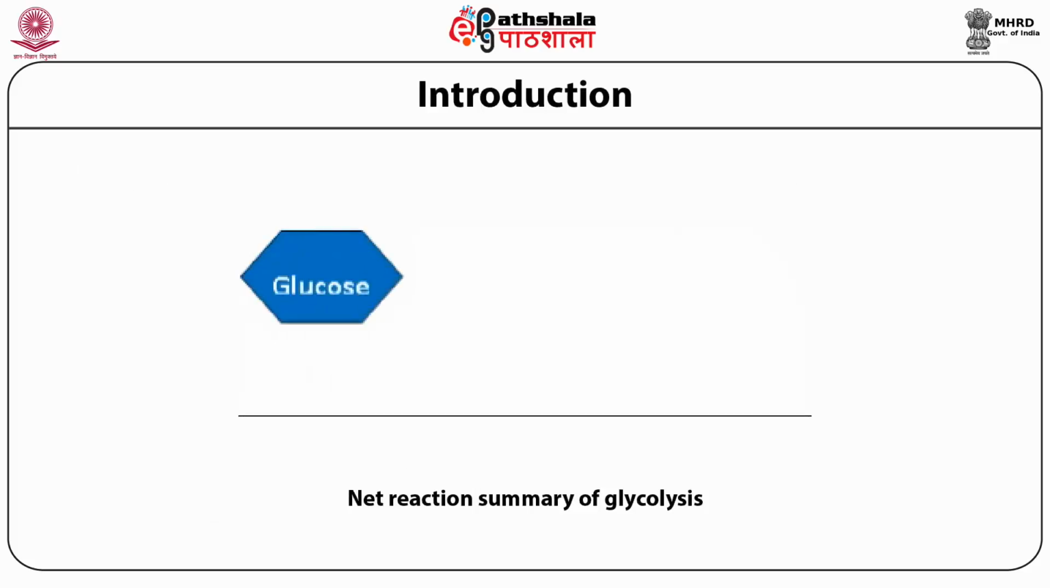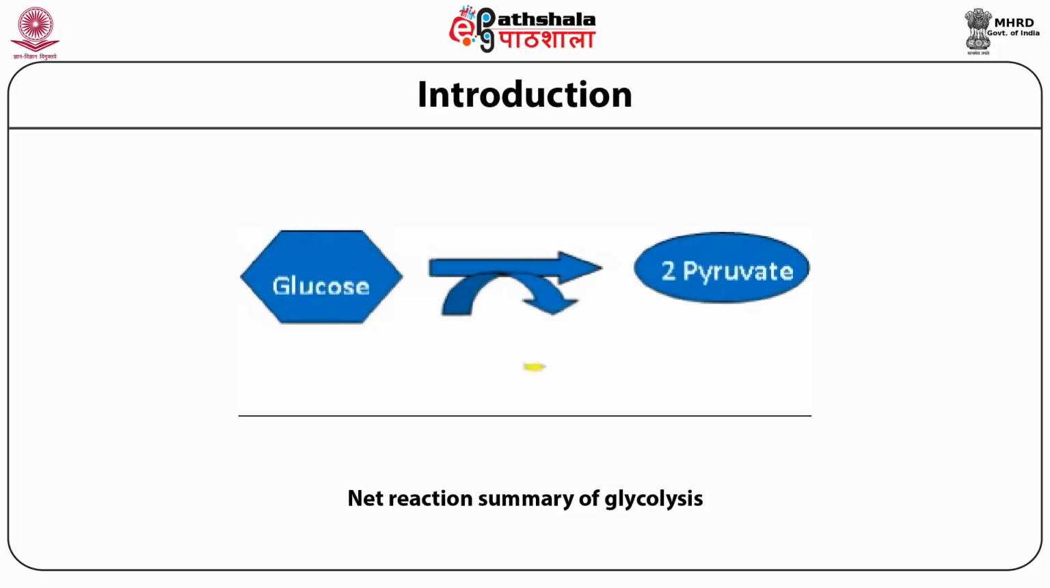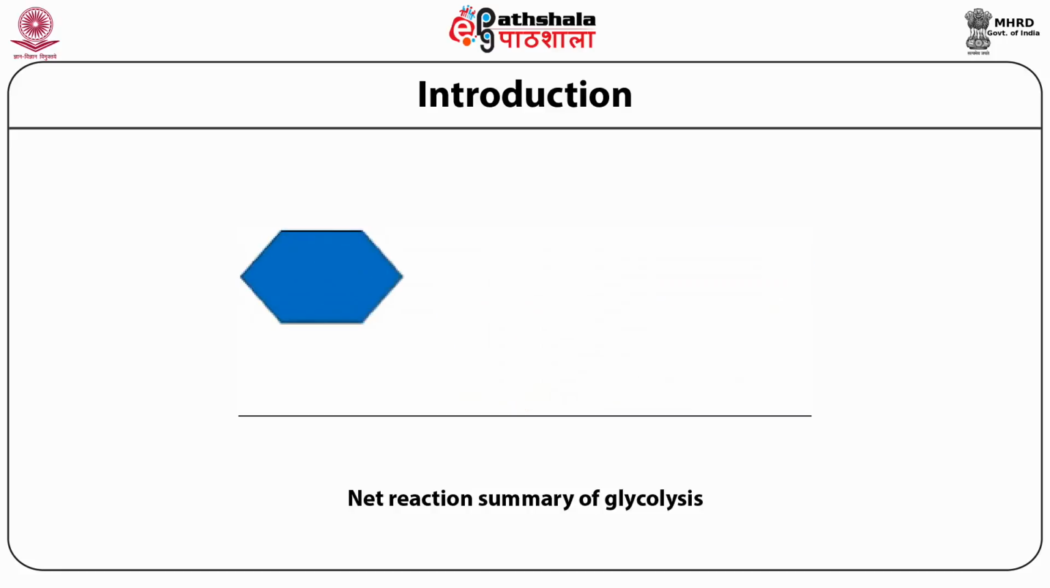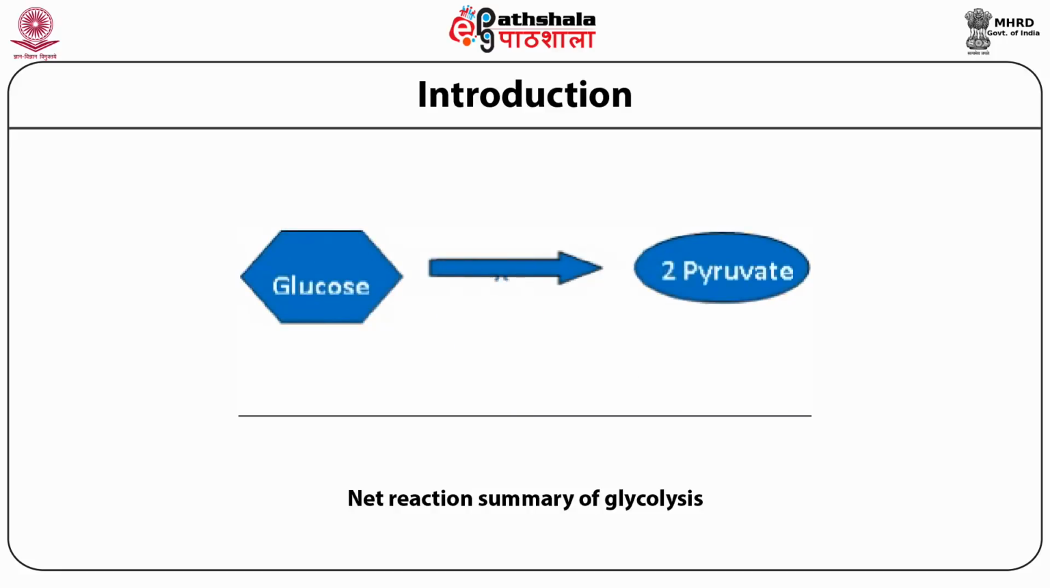In this diagram, you get the idea that the net reaction yields 2 ATP molecules when one molecule of glucose is metabolized by the process of glycolysis to 2 pyruvate molecules. Over here, glucose is a 6 carbon containing compound, while pyruvate is 3 carbon containing.